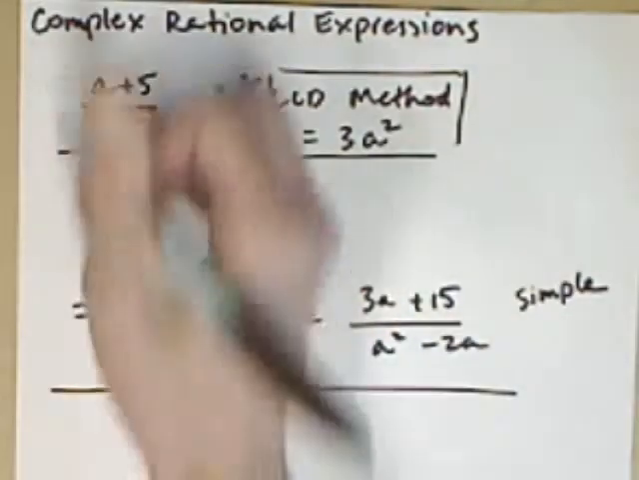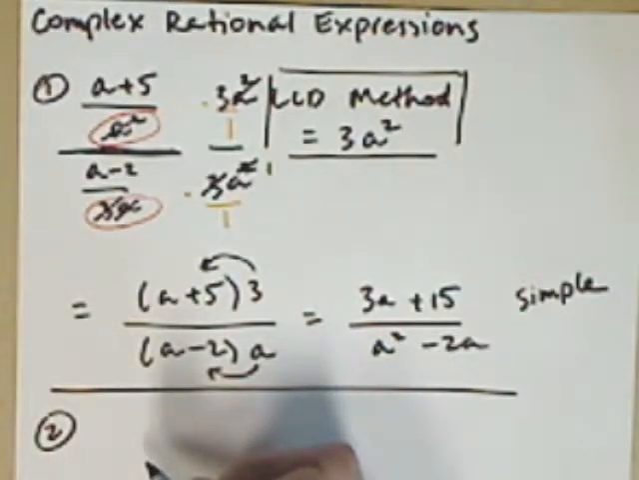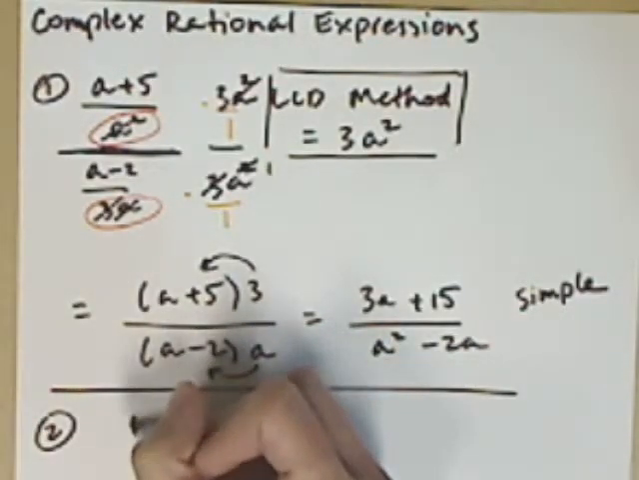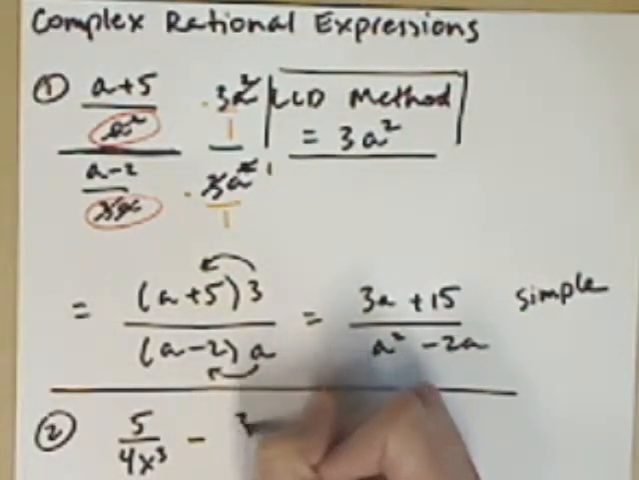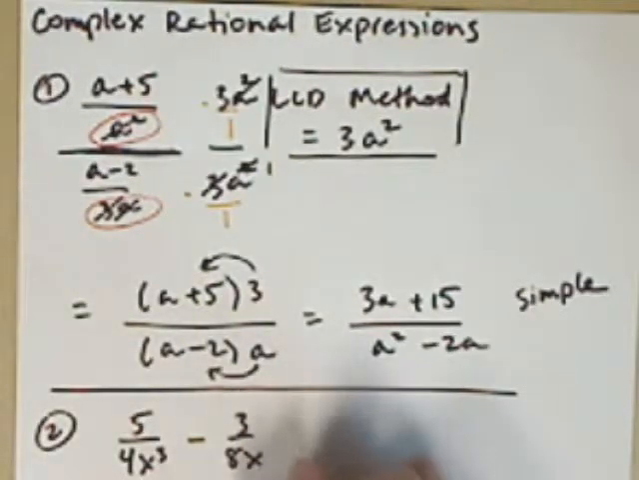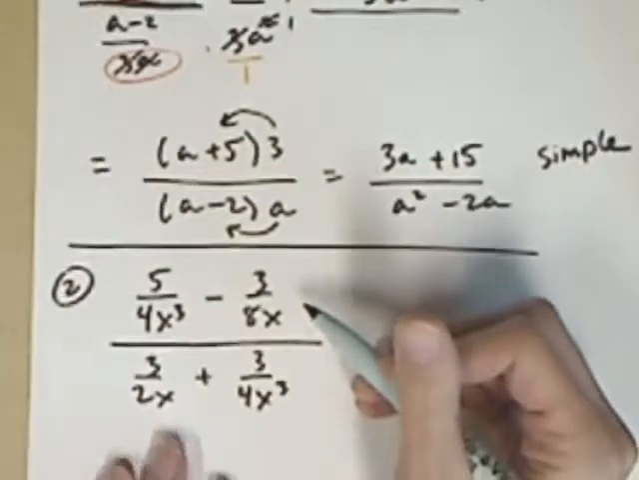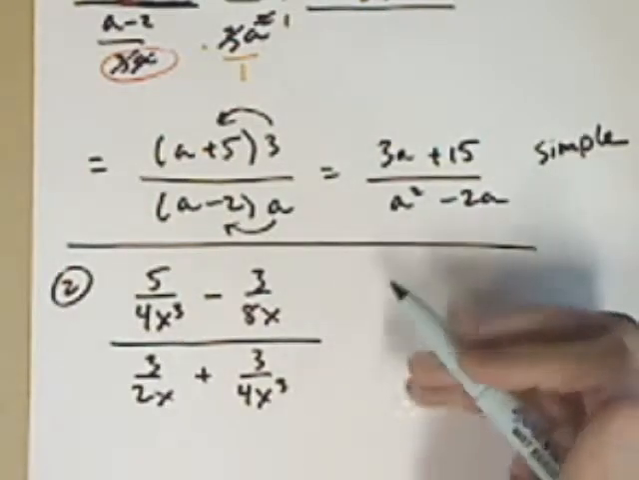Let's do a second example. So we'll call that 1. So for number 2, let's work this one. We have 5 over 4x cubed minus 3 over 8x, all divided by 3 over 2x plus 3 over 4x cubed. Okay, again, a complex rational expression because I have fractions inside the fraction.